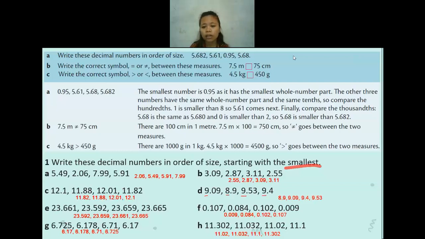Oh, why 11.02? Okay, someone got confused. Wait, let me try to answer here. Why 11.02 and 11.1? The 11.1 is bigger. Now you have to check based on the place value.